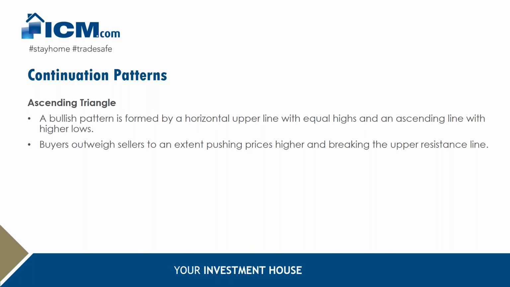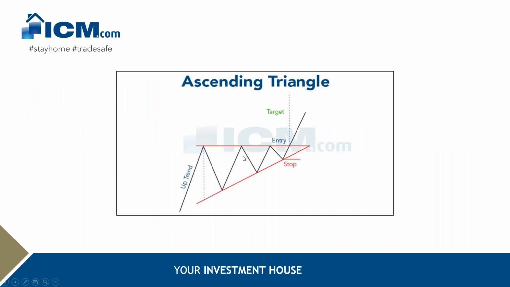When buyers outweigh sellers and are able to push prices higher, this will be the breaking point of the upper resistance line, and then the market would rally higher. So this is the ascending triangle. The market was moving in an uptrend. Here we had some resistance, and the market moves from this resistance to this support, and then we had a higher support, but the resistance remained the same.